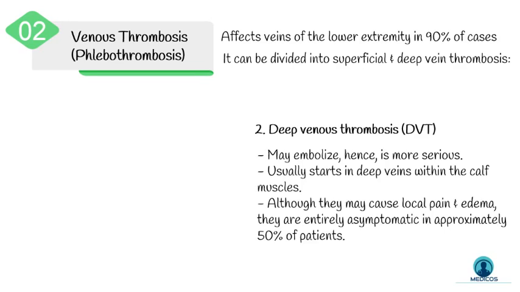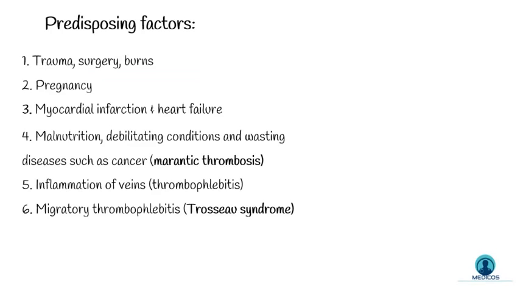And deep vein thrombosis has various predisposing factors. There is trauma, surgery, and burns, which result in reduced physical activity leading to stasis, and also injury to vessels. There is also the pregnancy state, which increases coagulation factors and reduces synthesis of anti-thrombotic substances. There is also myocardial infarction and heart failure, which cause venous stasis. There is malnutrition, debilitating conditions, and wasting diseases such as cancer. And DVT due to these conditions is known as marantic thrombosis.